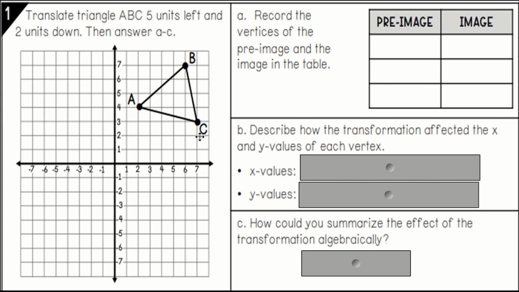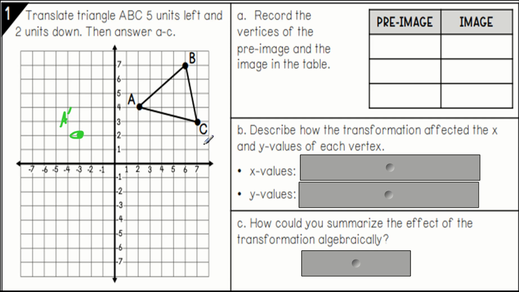We have our pre-image there, triangle ABC. What we're going to do is translate 5 units to the left and 2 units down. So all that is counting. 5 left. For A, I go 1, 2, 3, 4, 5. And 2 units down, 1, 2. So right there is going to be my A prime.